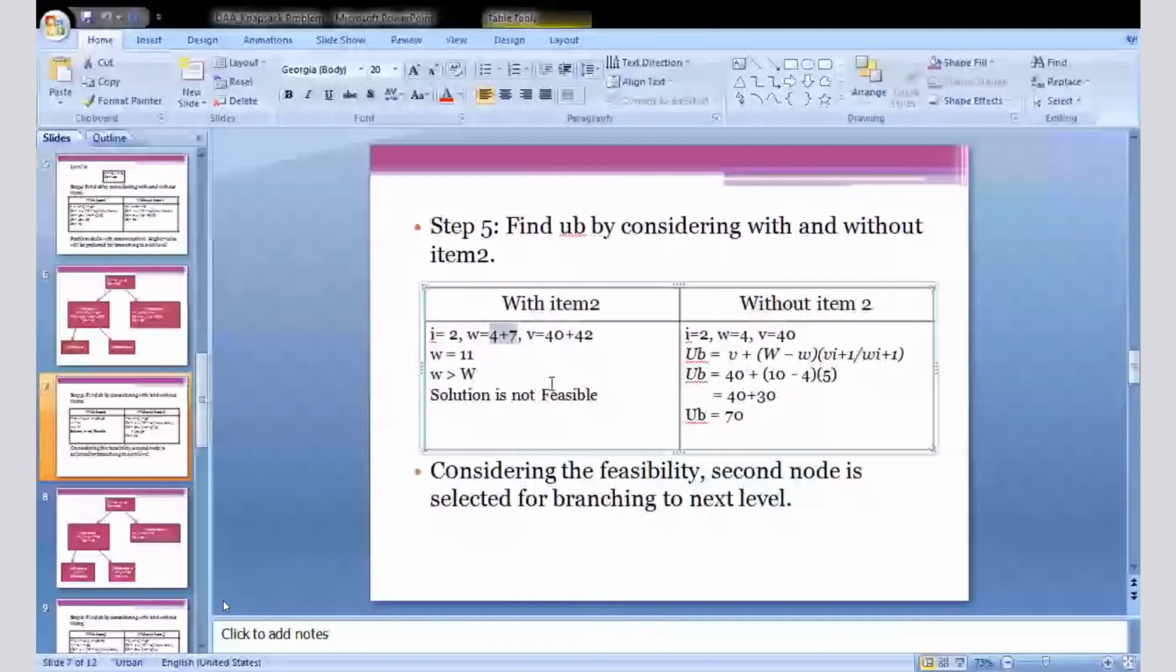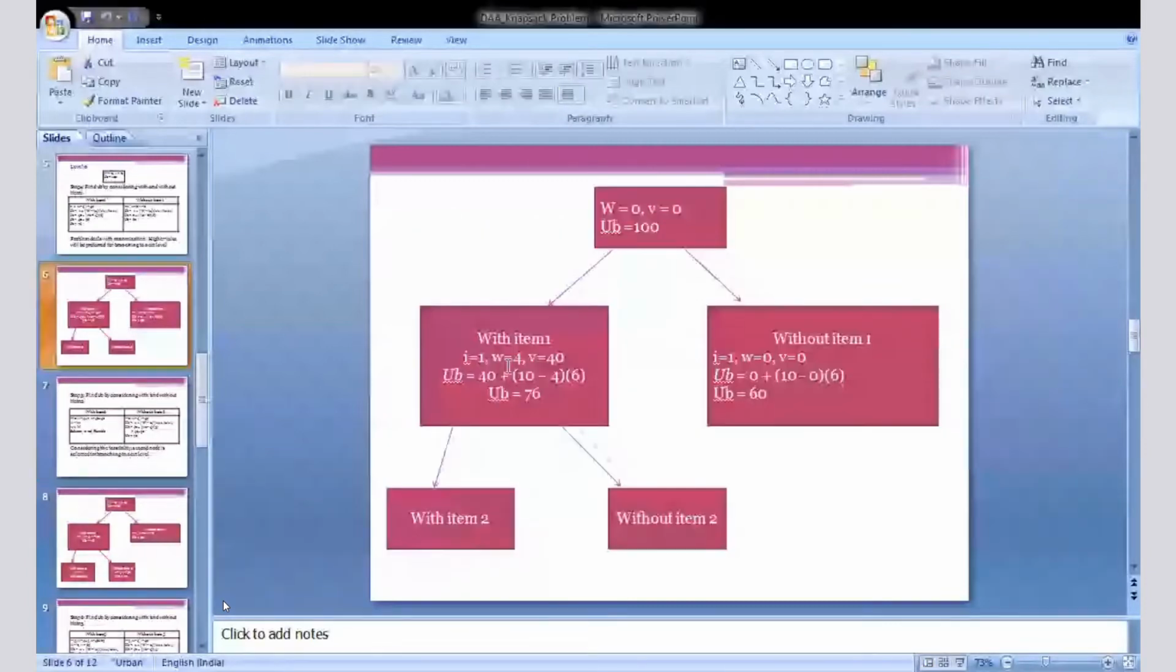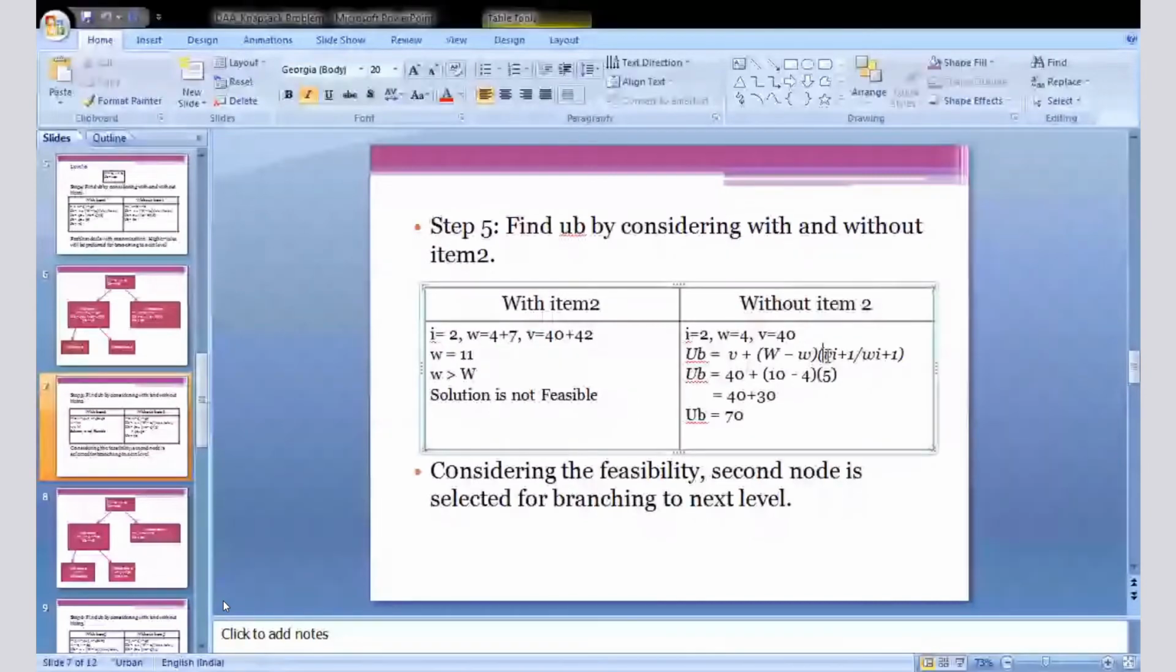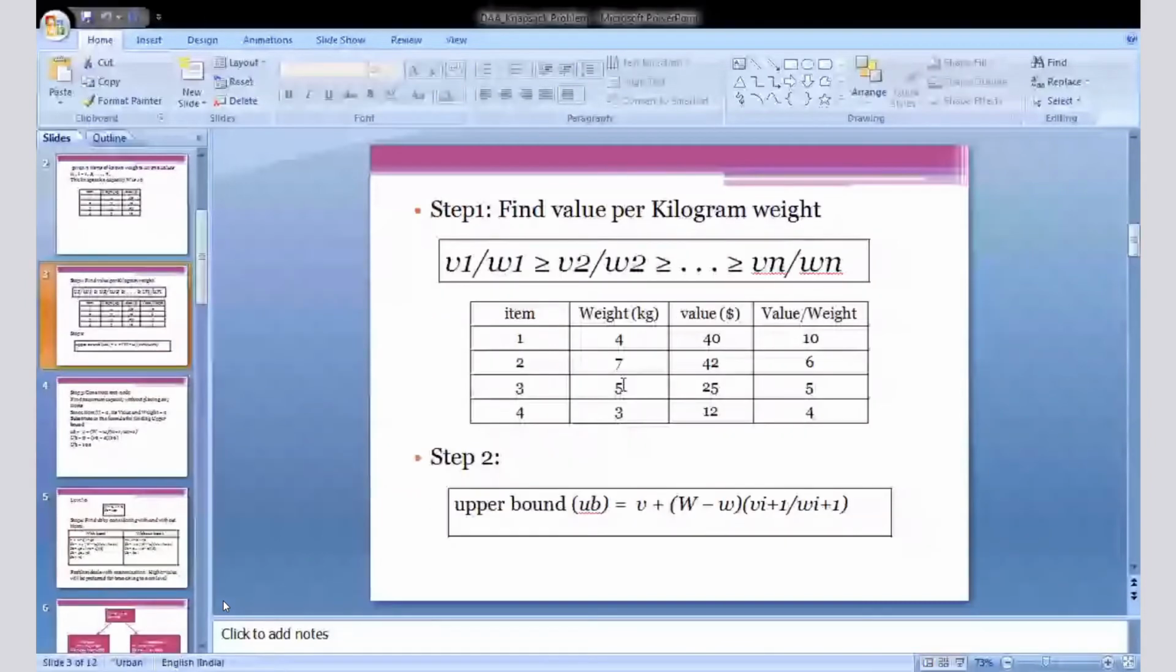What happens when you are not placing this item 2 in your bag? Again, just see here this condition. The previous item 1's value and weight would be retained. Its weight is 4 and value is 40. When you are placing this item 2, you just replace everything. And in case of finding this item 2's upper bound, you will be considering item 3's value per kg weight, that is 5. In this table, item 3's per kg value is 5. That's what we have done here.